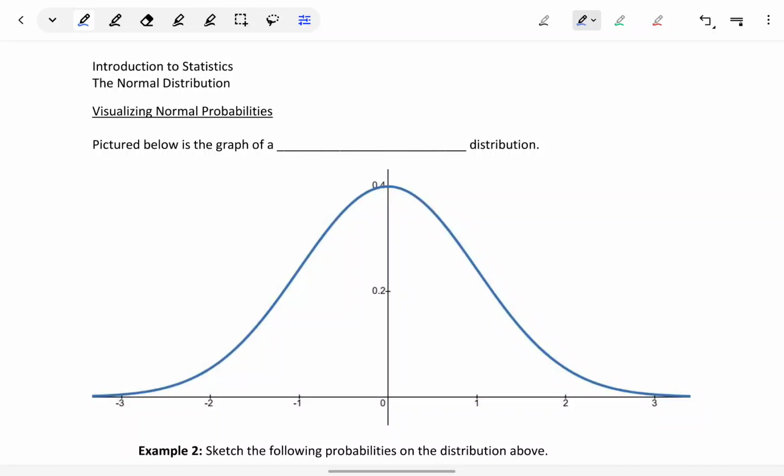Pictured below is the graph of a normal distribution, or more specifically, a standard normal distribution. One of the most commonly discussed continuous distributions. You may have also heard people refer to the bell curve. When we talk about that, we're talking about a normal distribution.